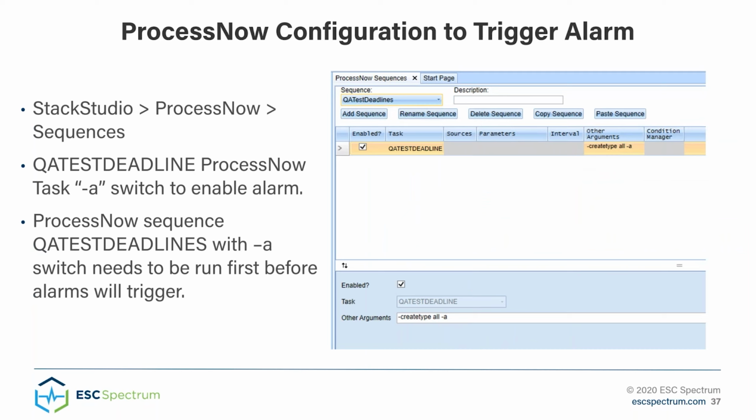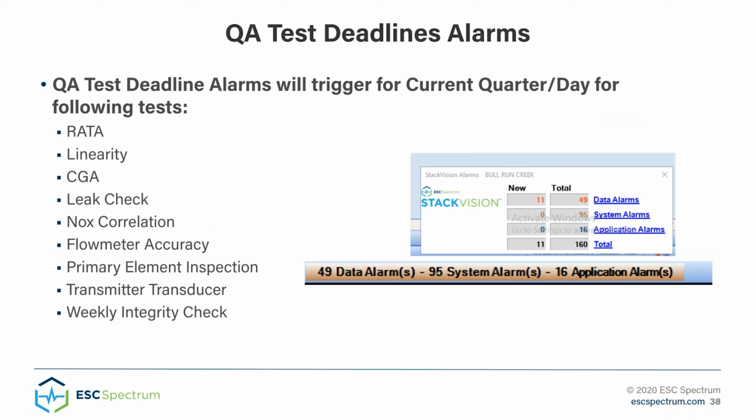In Process Now, the QA test deadline task now includes an A switch to enable an alarm. You will need to run the sequence with the switch before the alarms will trigger. And here's a list of the tests that will trigger the QA test deadline alarm.